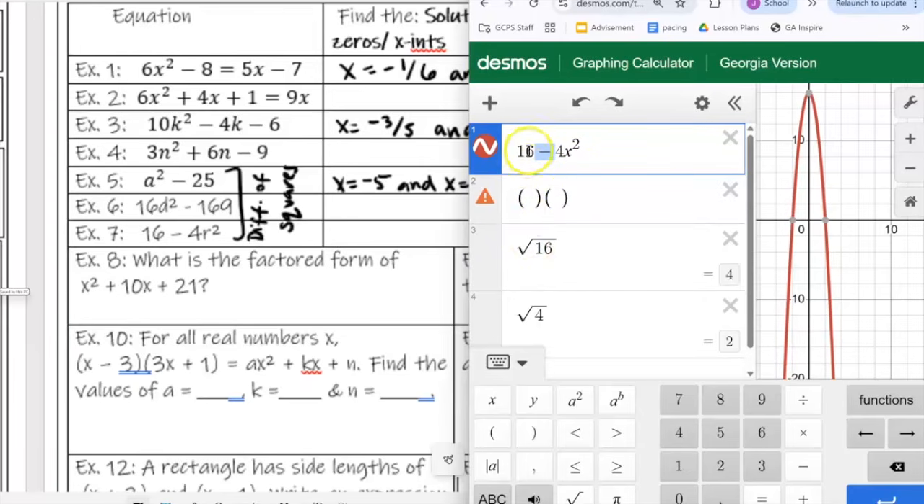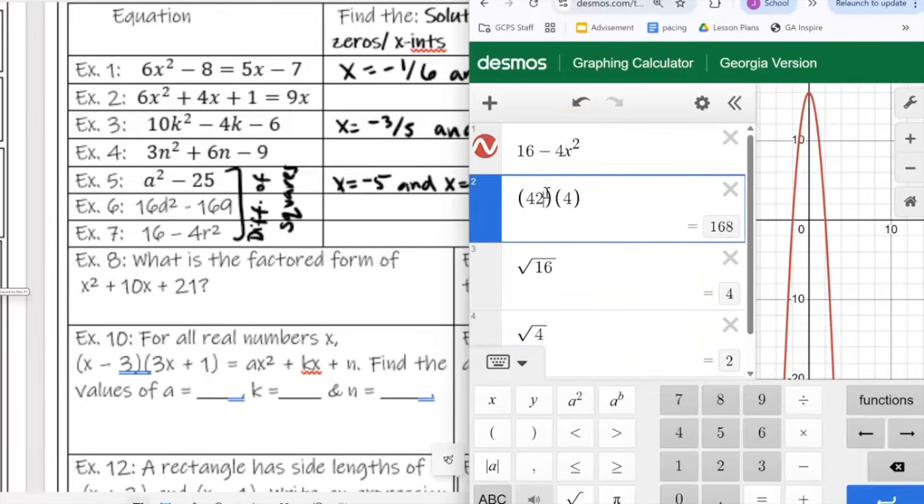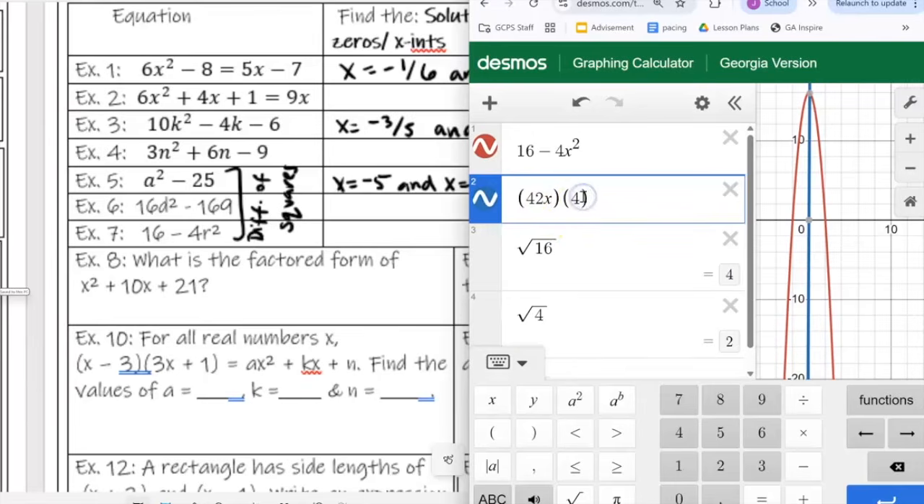Your answer is going to be the square root of the first one, which is 4, in both parentheses. All right. Then the square root of the second one, which is 2. And then the square root of x squared is x. So that's going to be 2x in both parentheses. And then one is going to be positive and the other is going to be negative, and the order doesn't matter. So I'm going to say it again.